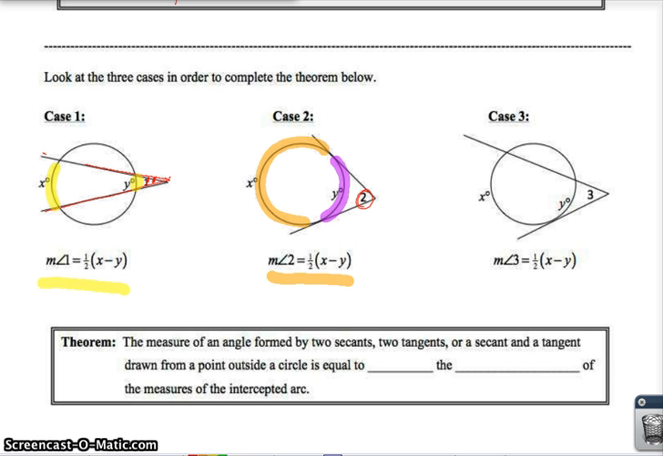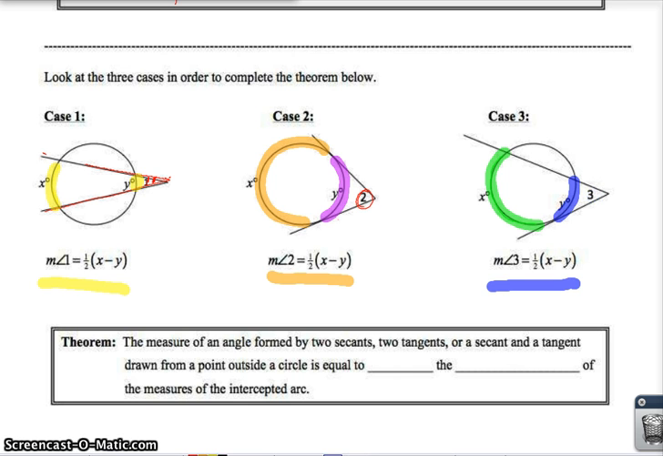And then finally, the same thing is happening over here. It's going to be half the difference of X and Y, except notice this time we have a combination. We have a secant and we have a tangent. And again, they're always intersecting on the outside of the circle. So here we have our bigger arc X, and we're going to subtract our smaller arc Y. So X minus Y divided by 2, and that's going to give us angle 3 out here.